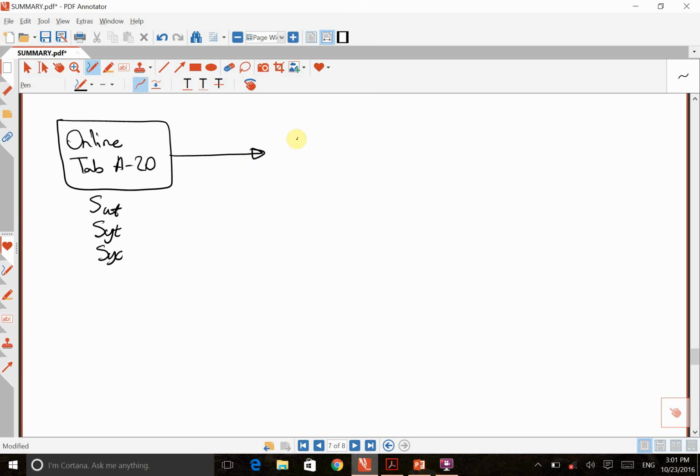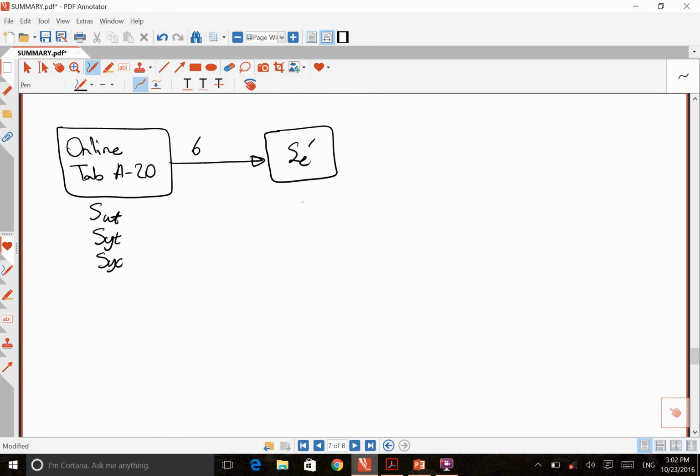When we find that one, we need to find SE prime. SE prime is the endurance strength for an ideal specimen. In order to find that one, you can use equation 6.8. So equation 6.8 relates SE prime, and SE prime is a function of SUT.